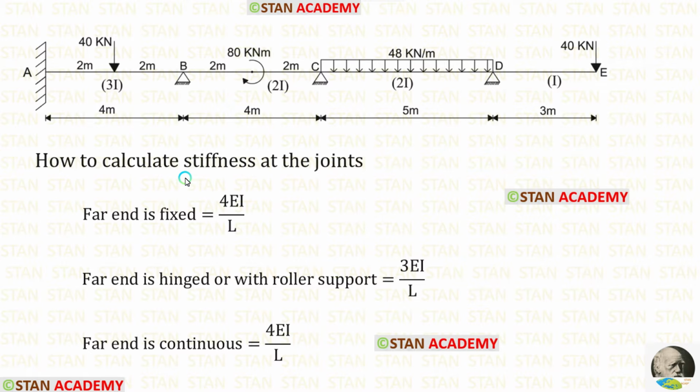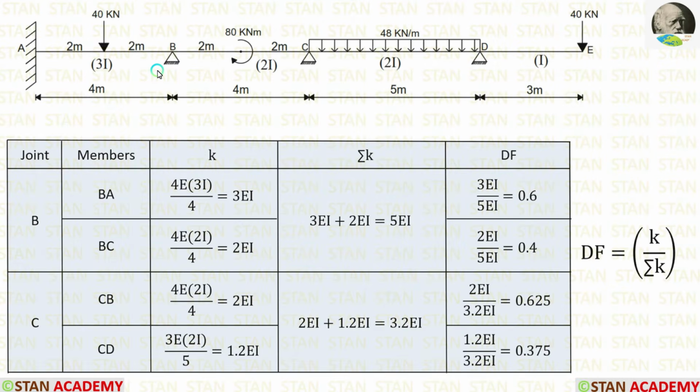To find out the distribution factor, we have to calculate the stiffness. Let us see the formulas to find out the stiffness. If the far end is fixed, the formula is 4EI upon L. If the far end is hinged or with a roller support, the formula is 3EI upon L. If the far end is continuous, the formula is 4EI upon L. Now let us calculate the stiffness values.